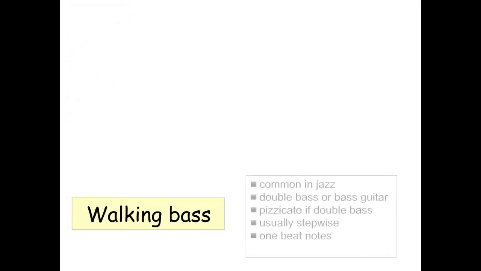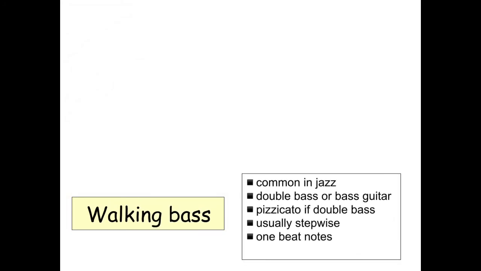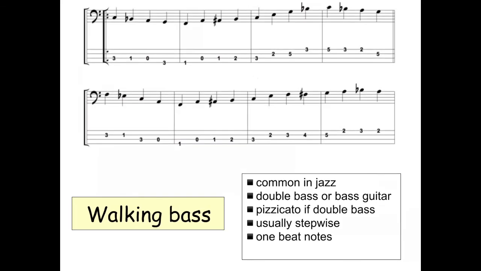The music you just heard features what we call walking bass. This is very common in jazz music and is usually played on either the double bass or the bass guitar, using the concept we just discussed, pizzicato. The walking bass plays one note per beat, and these notes are usually in steps, where the notes are right next to each other. This drives the music along and almost gives the feel of walking, hence the name walking bass.